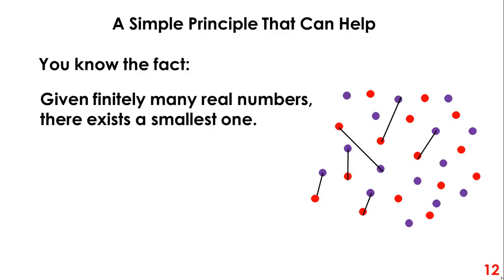Given finitely many real numbers. Finite, okay? Finitely many real numbers. There exists a smallest one. This fact is so simple. There must be a smallest number in this finite set of real numbers. So that's obvious, right? But this principle is very important.